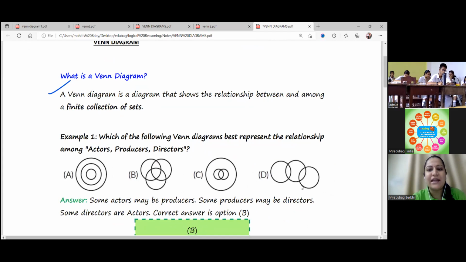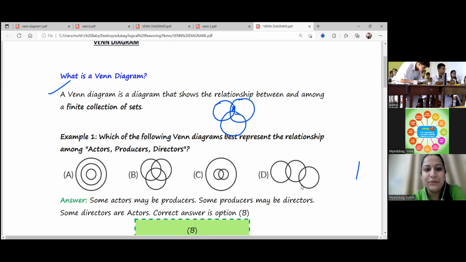Which of the following Venn diagrams best represents the relationship between actors, producers, and directors? Now, see, a person can be an actor, right? He can also be a director, and he can also be a producer. Some can be an actor as well as a producer, but not the director. But some can be the producer and director, but not the actor. So this is how I'm going to represent it in a Venn diagram. Clear?